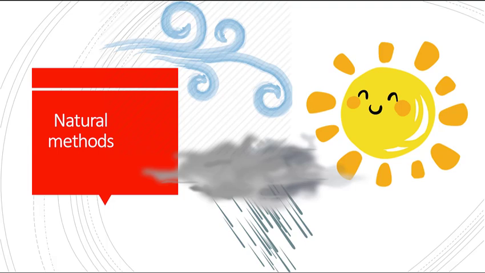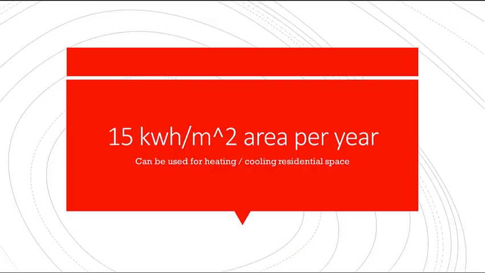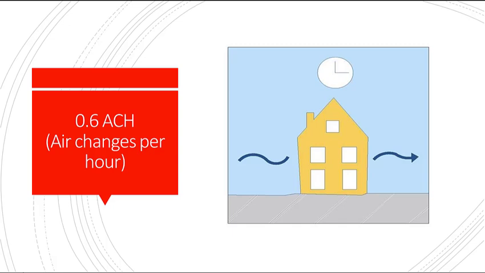The passive house concepts generally use natural resources but can also be equipped with energy sources of 15 kilowatt hours per meter square per year to heat or cool as required by the users. The movement of air can be up to 0.6 ACH, where air can change the overall volume of the building 0.6 times in an hour.